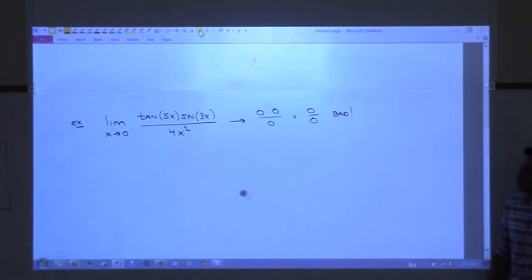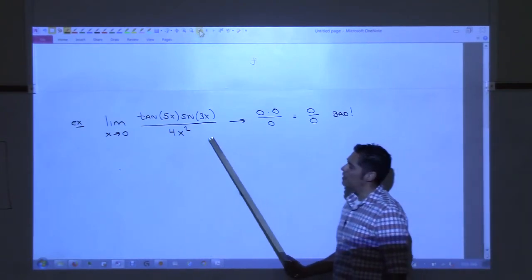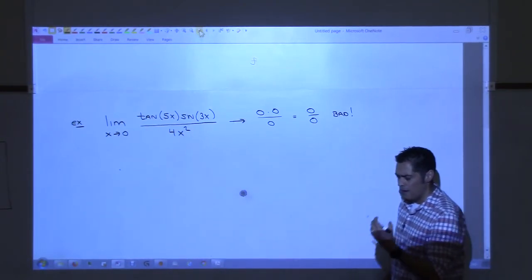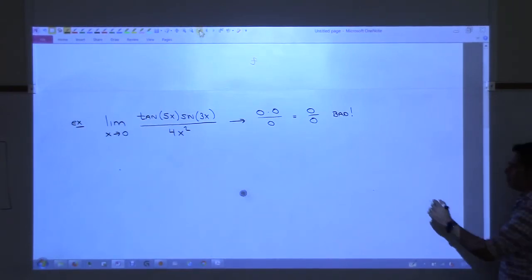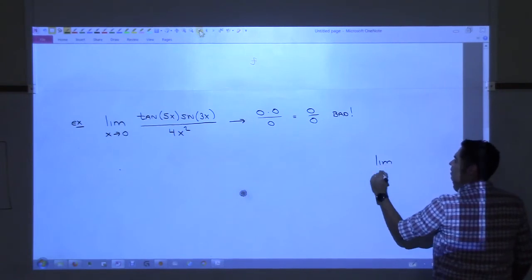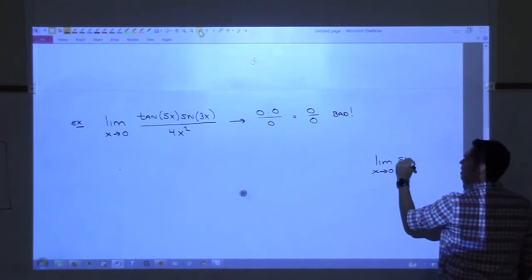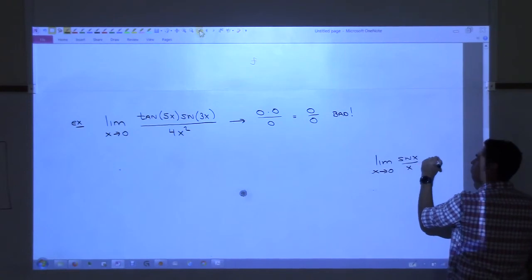So last class, the problem I did at the very end, what was the thing that I was using in order to make it work? There was some very special limit that I had to always keep in mind I could use. I told you had to memorize it, that it was this one right here: limit x approaches 0, sine x over x equals 1.